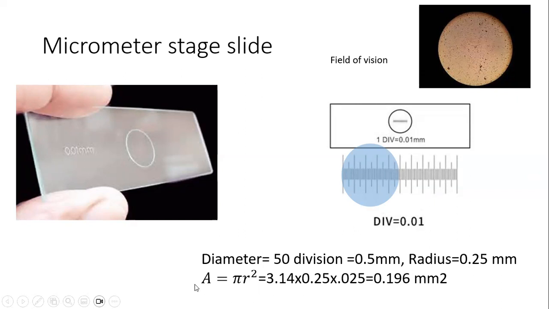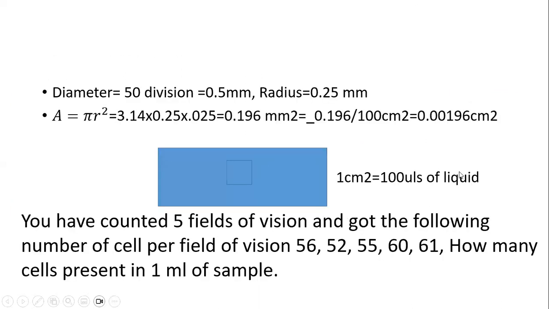Using this information, you can calculate the area of the field of vision by the formula pi r squared. So it is going to be 3.14 multiplied by 0.25 squared, which comes out to 0.196 millimeter square. What we have calculated right now is the area of one field of vision. Now the next step.